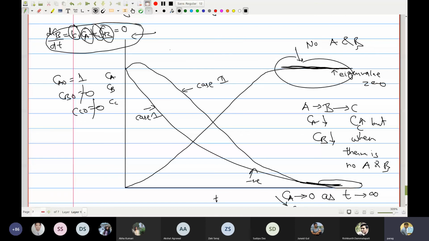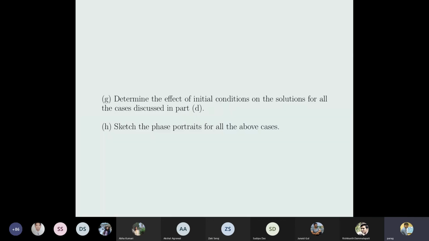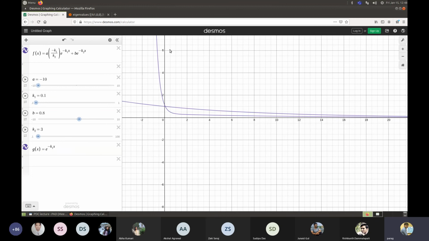It's a three-dimensional system, a third order system. So there are a lot of parameters which have to be tweaked around, and your solution will depend upon the magnitudes of those parameters. That is something which I would like you to run in this Desmos calculator and find out the conditions.